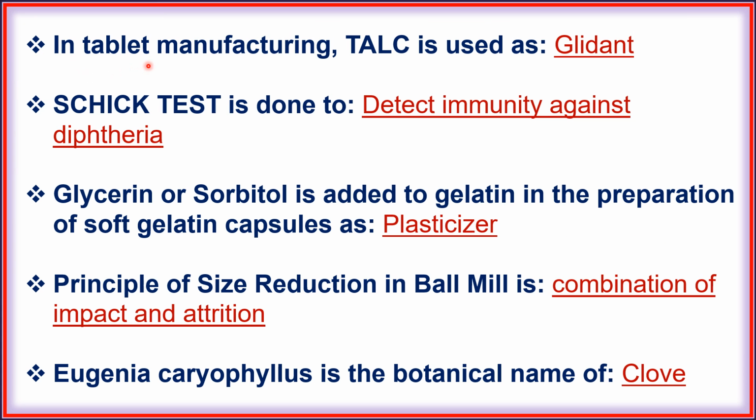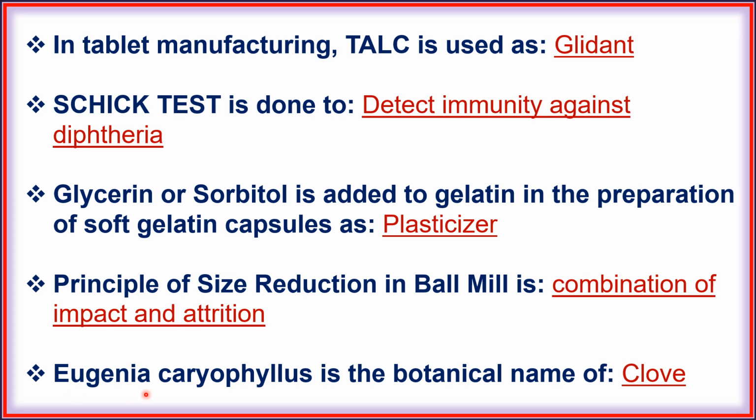First, in tablet manufacturing, talc is used as glidant. Next, Schick test is done to detect immunity against diphtheria. Next, glycerin or sorbitol is added to gelatin in the preparation of soft gelatin capsule as plasticizer. Next, principle of size reduction in ball mill is combination of impact and attrition.